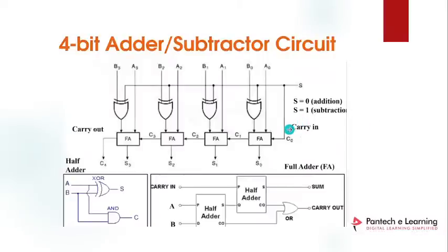And then coming to the 4-bit adder. This is a 4-bit adder cum subtractor. It can do addition and subtraction also. If you give 0, it will perform the addition operation, and if you give 1, it will perform the subtraction operation.